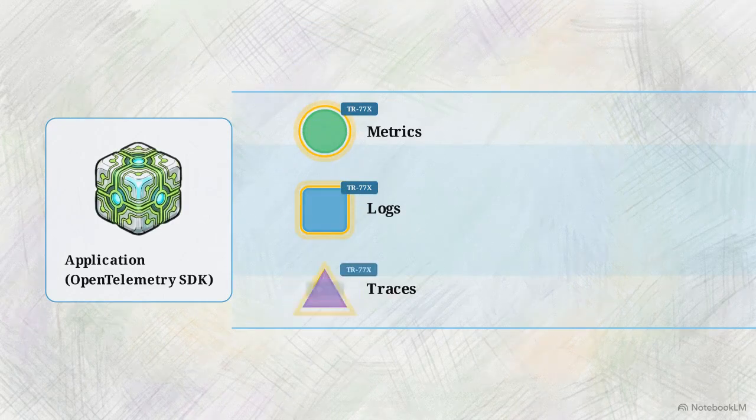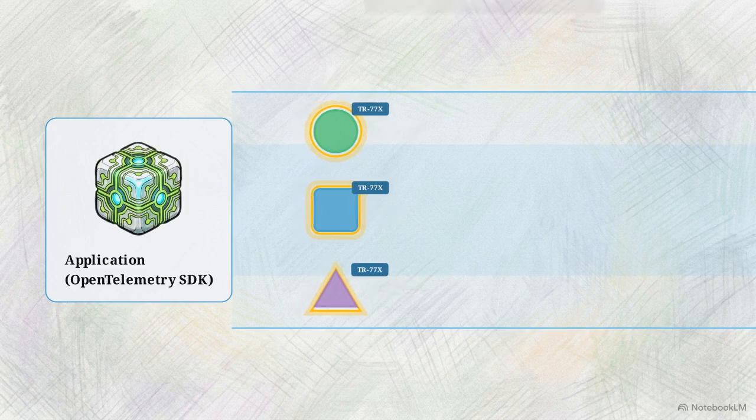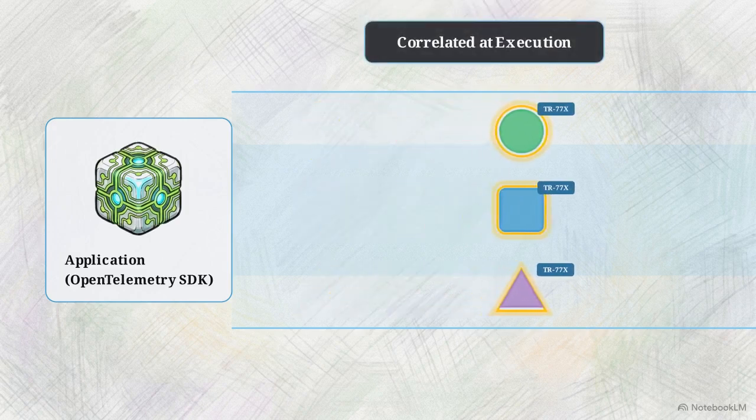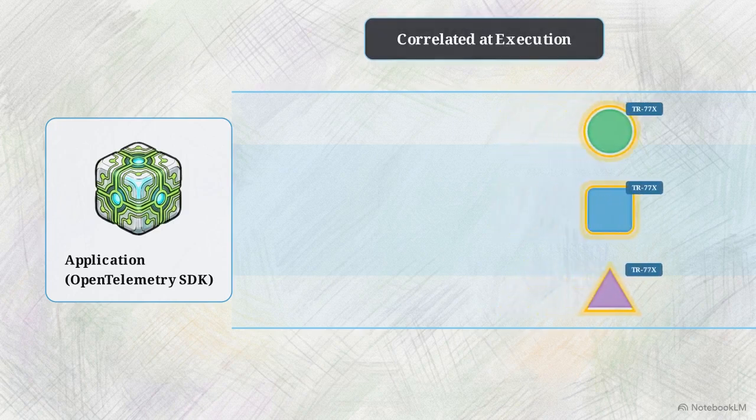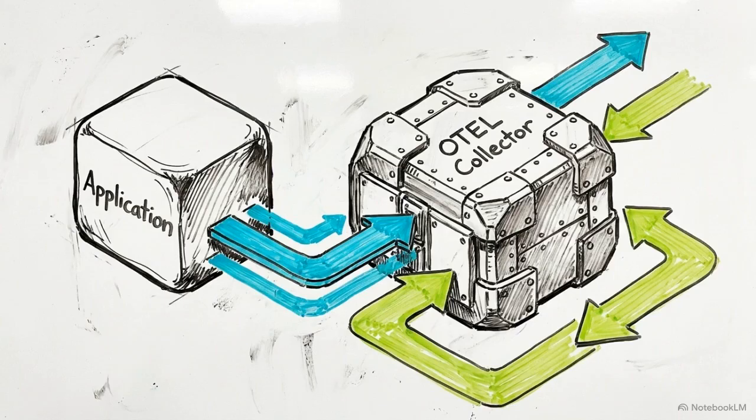Notice the tag being applied. OpenTelemetry attaches a single universal trace ID to all 3 data types at execution. This universal ID connects a high-level latency metric directly to the specific code span and log entry that caused it. From the application, the data moves to layer 2, an OpenTelemetry collector running as a dedicated sidecar on the host.